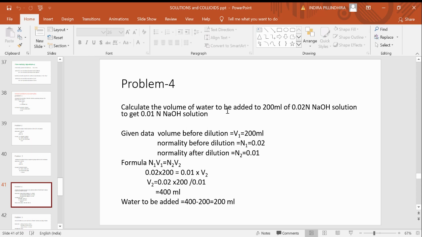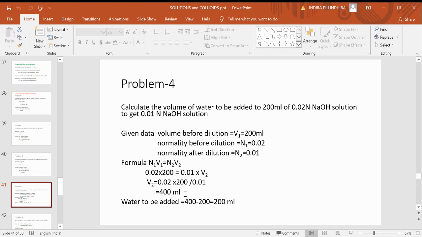But here the final volume is not asked. Here what they ask is calculate the volume of the water to be added. How much water we are adding to the previous solution, that they have asked. So already previously we have 200 ml. So this 200 ml has become 400 ml. That means what? To this 200 ml of the solution, by adding 200 ml of water, it has become the final volume of 400.